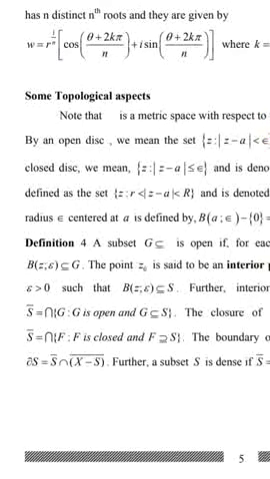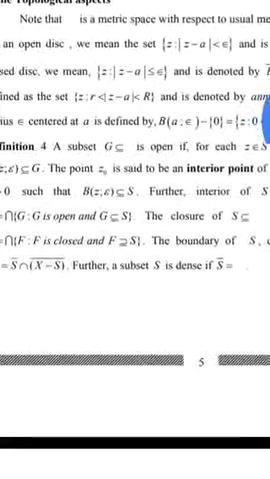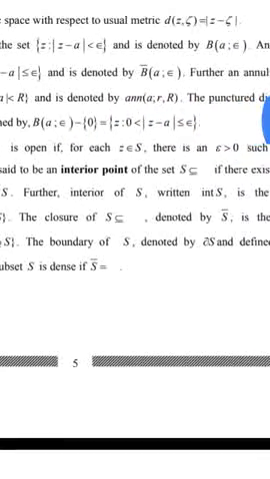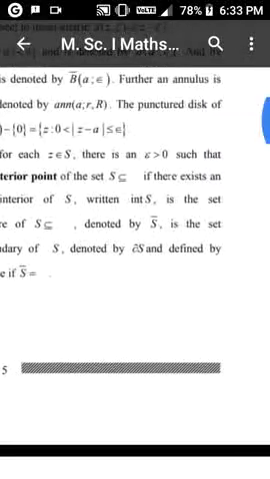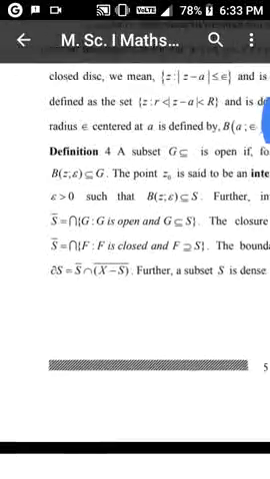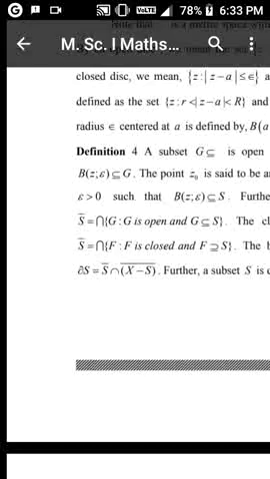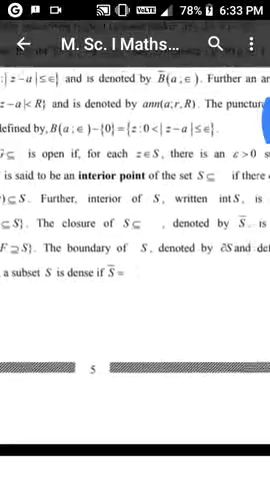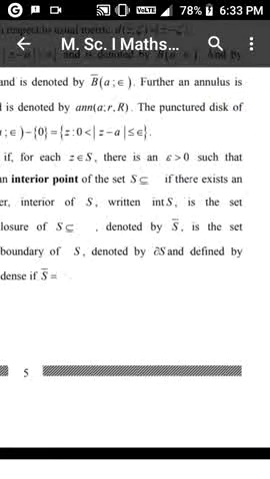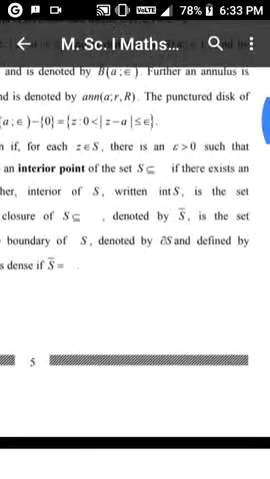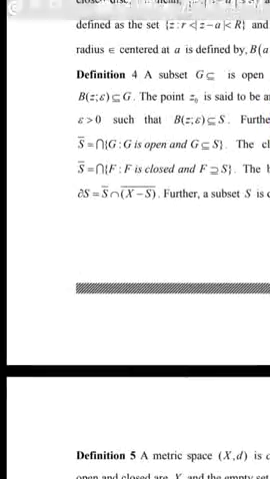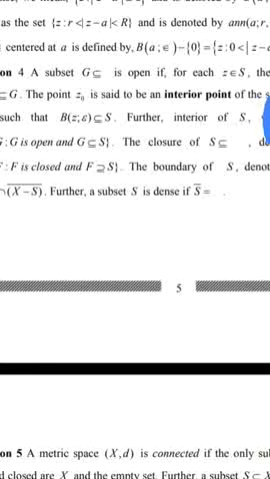Some topological aspects. Definition: a subset G of R is open if for each z belonging to G there is an epsilon greater than 0 such that the ball around z with epsilon radius is a subset of G. The point z0 is said to be an interior point of the set S, a subset of R, if there exists an epsilon greater than 0 such that the ball around z0 with epsilon radius is a subset of S.